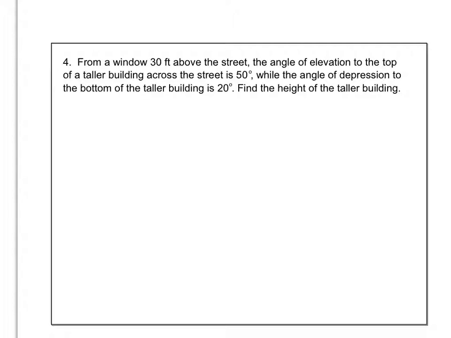From a window 30 feet above the street, the angle of elevation to the top of a taller building across the street is 50 degrees, while the angle of depression to the bottom of the taller building is 20 degrees. Find the height of the taller building.